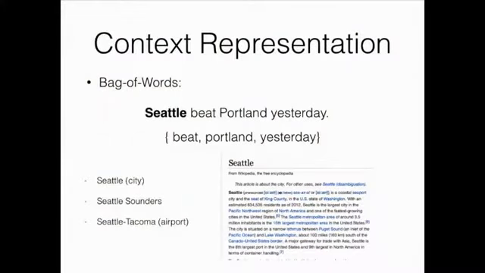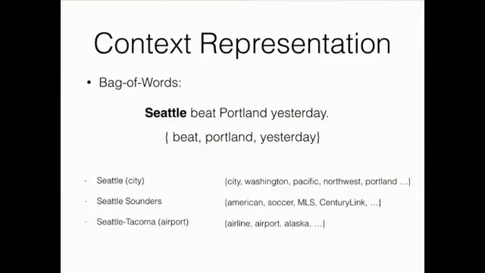The majority of previous named entity linking literature has been using the bag-of-words representation for the context of entity mentions. In the Seattle example, we have a three-word bag: beat, Portland, yesterday. To compare that to the candidate entities, we look at the Wikipedia text of the corresponding entities and extract a similar bag of words. And we compare the bag of words from the mention to each of them.